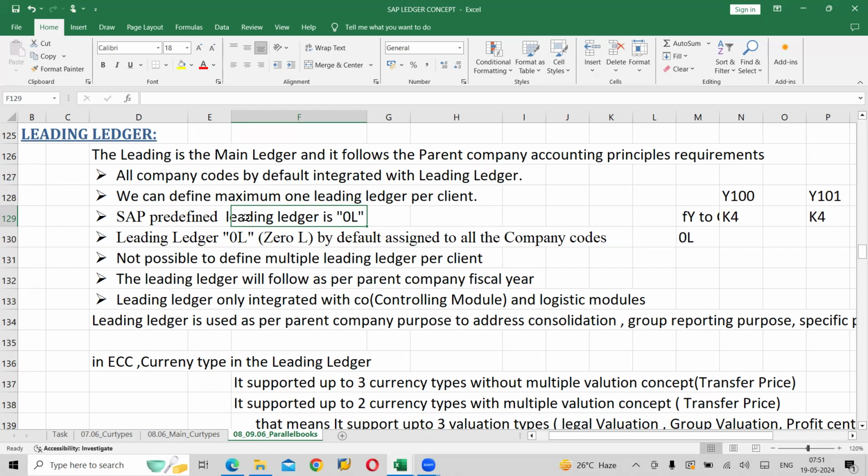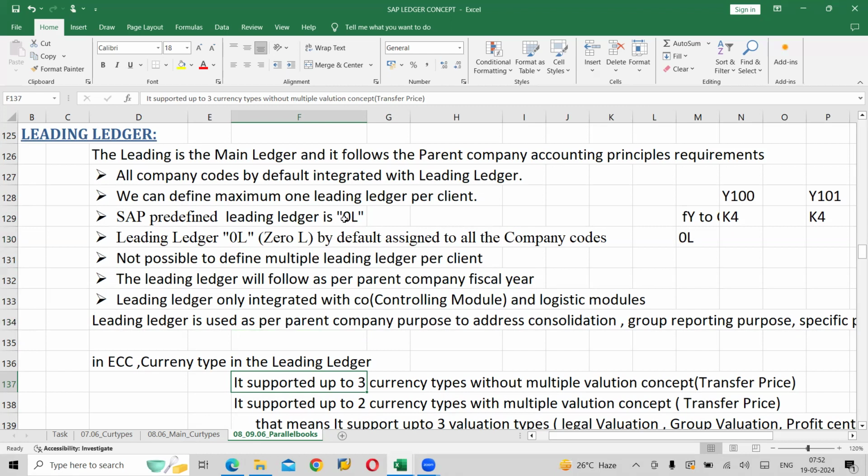Zero L, the zero ledger, is a leading ledger, right? As per your parent company accounting principle, we can define a leading ledger. So your company code currency would be considered as your leading ledger currency, your parent company currency. Correct? Yes, sir. And you want to have two other additional currencies, right? Yes, sir. Now I defined one; I'm using one group currency and one hard currency.